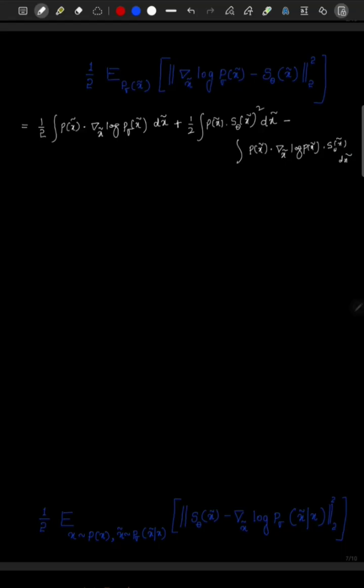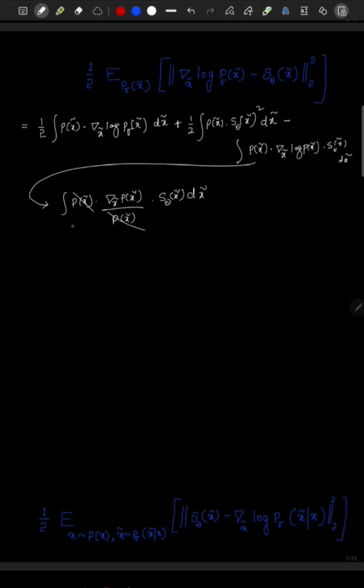Okay, so now let's do some simplification again. It's the same thing as what we have done. We just need to apply the chain rule over here, and you will have gradient of x tilde p(x tilde) divided by p(x tilde), s theta of x tilde dx tilde. This thing will get cancelled, so we are having gradient of x tilde p(x tilde) s theta of x tilde dx tilde, right? Now, what does it mean?